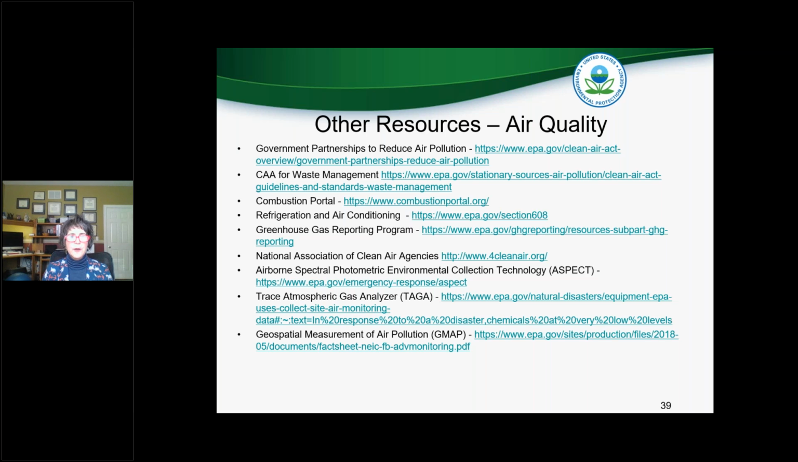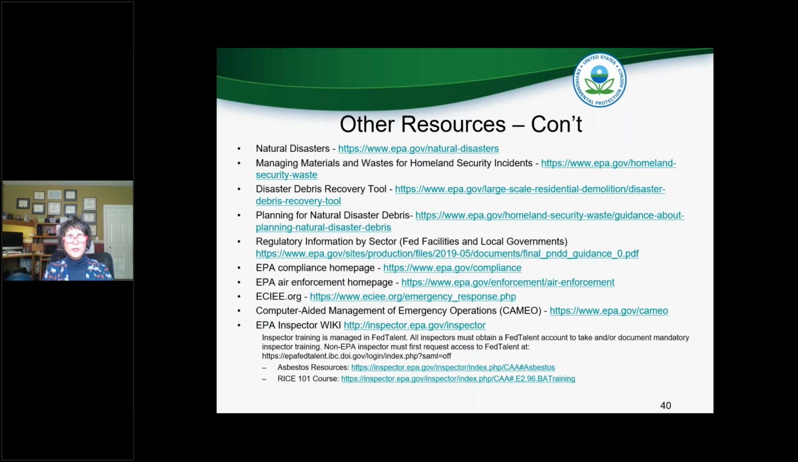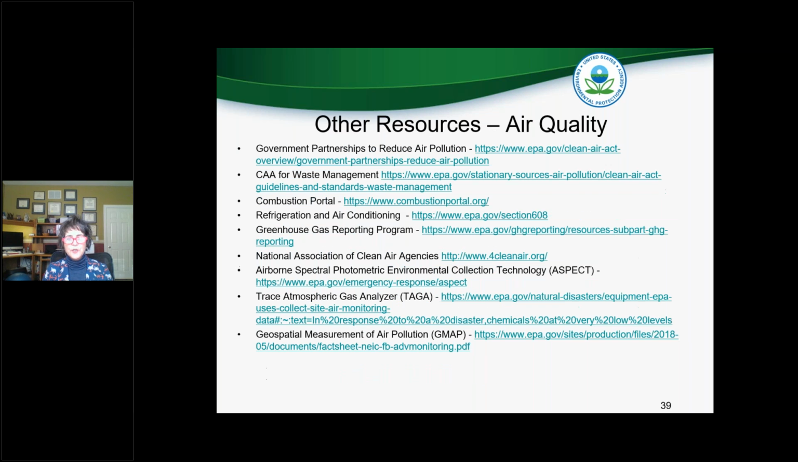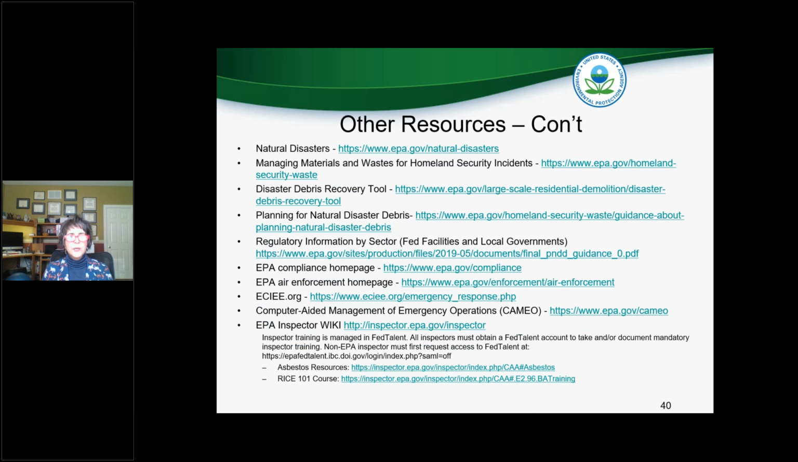Also, we have certain air monitoring technologies. Can go back to the previous page, 39. The last three bullets, we do have some particular air quality monitoring expertise. So there are some links there that talk about some of the ambient air monitoring that we might be able to do during a natural disaster. All right, and then the final slide on resources.